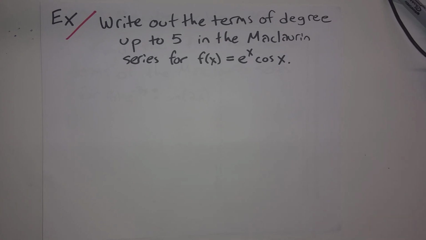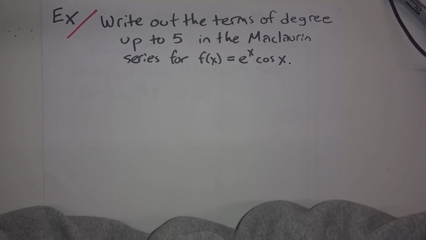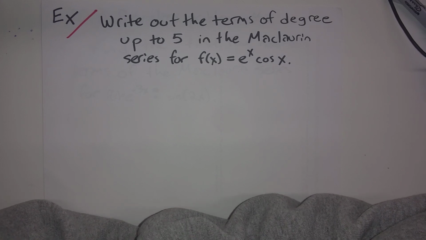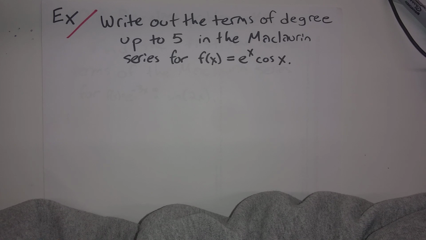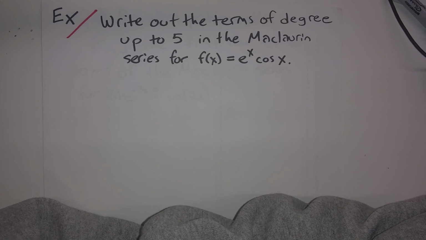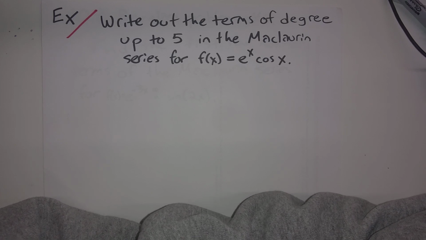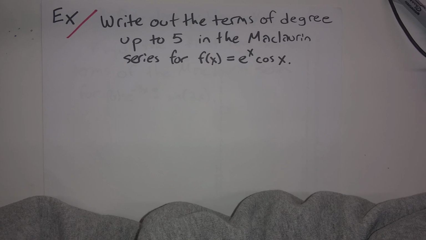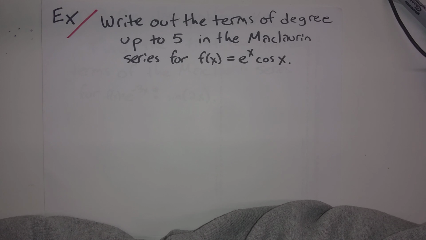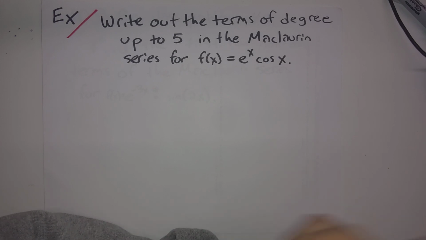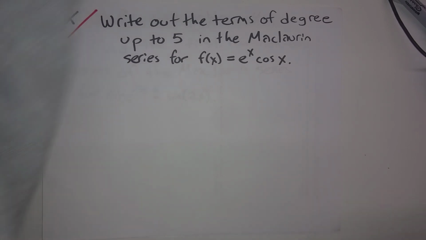Another way to find Taylor series, if we have a product of two functions that we know their Taylor series, Maclaurin series in this case, we can just multiply together the first several terms and drop any larger term. So here we want to write out the terms of degree up to 5 in the Maclaurin series for f of x is e to the x times cosine x.